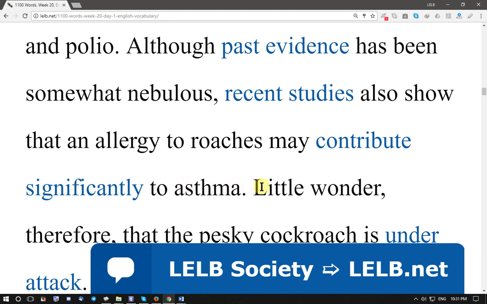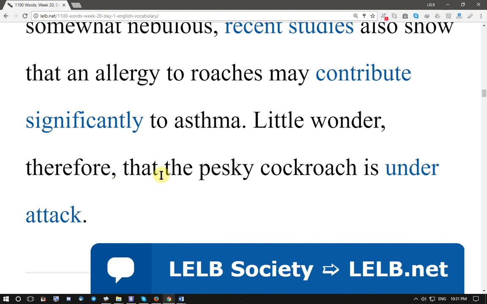Little wonder, therefore, that the pesky cockroach is under attack. So it is not beyond imagination. It is clear that's why this disgusting insect is under attack and so disgusting and hated and reviled.